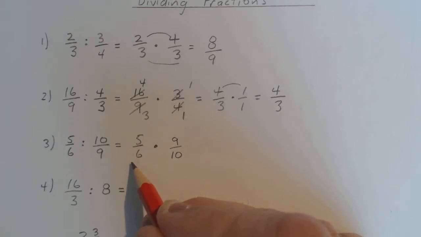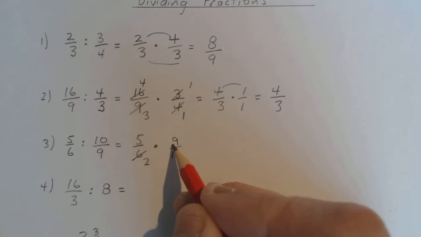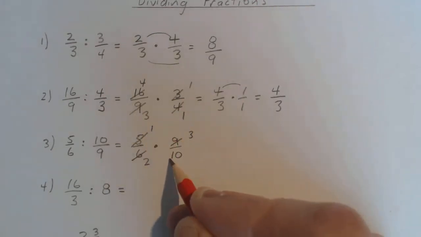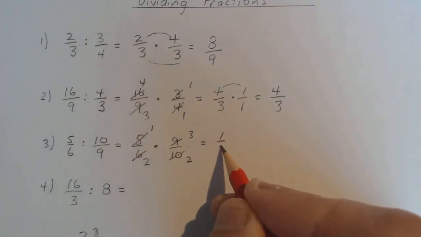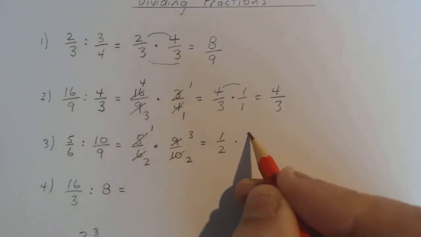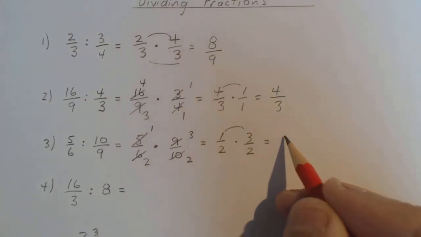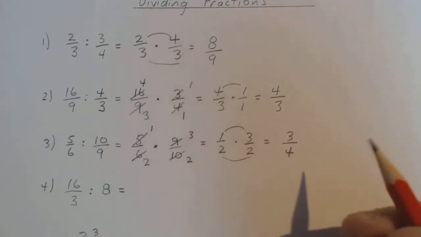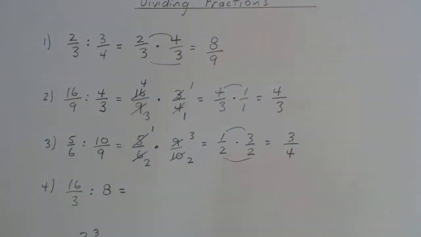You can see we can cross cancel here. 3 into 6 2 times, 3 into 9 3 times, 5 into itself once, and into 10 2 times. And we're left now with a half times 3 over 2. Get 3 times 1 is 3, 2 times 2 is 4. Our answer, 3/4.